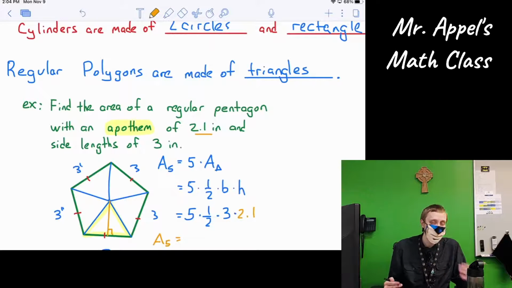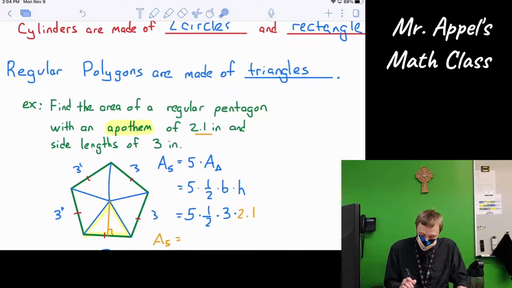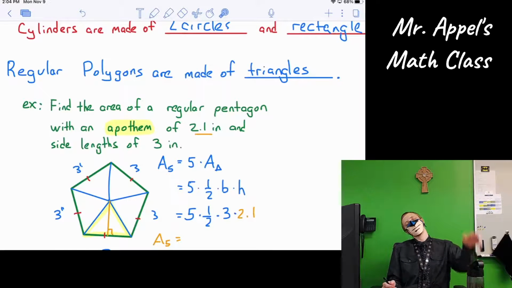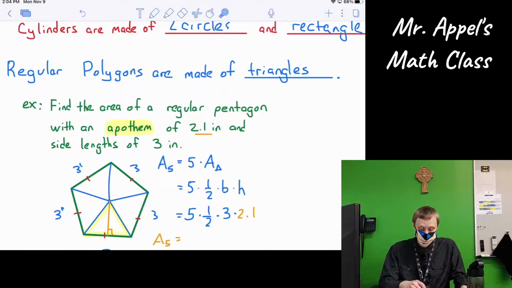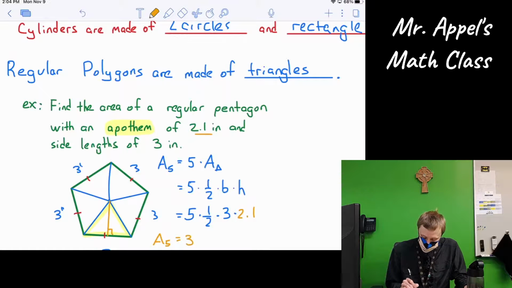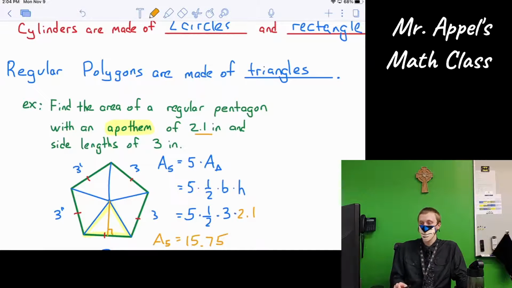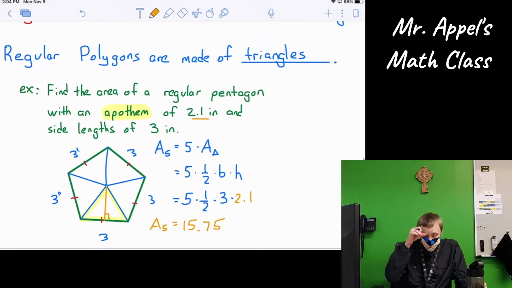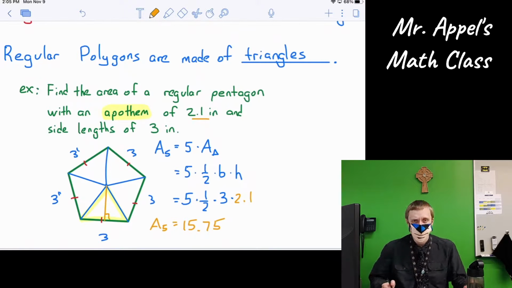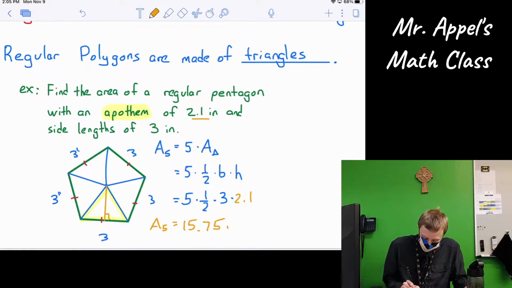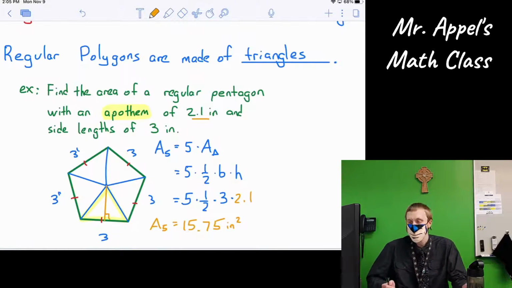So the area of my pentagon now is 5 times 1/2 times 3 times 2.1, which is, carry the 1, 31.5 divided by 2. Okay. 15.75. Don't believe me? Double check with your calculator. And then, of course, units, inches squared, because we're dealing with area. Not too shabby, right?